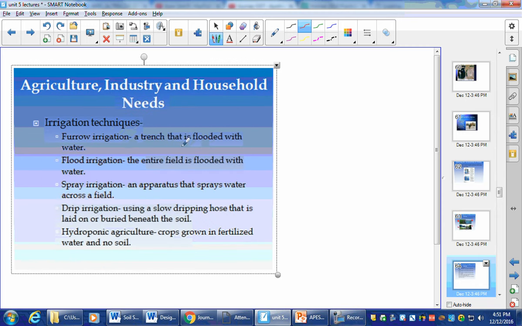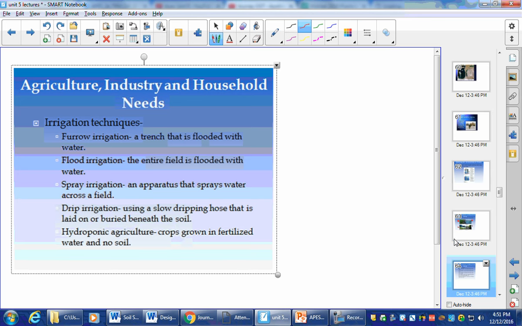Okay, so furrow irrigation, a trench flooded with water. Flood, the entire field is flooded. This can waterlog your plants. Spray irrigation is expensive and takes a lot of energy. Drip irrigation uses a slow dripping hose. This is really good. This is 95% better for efficiency.